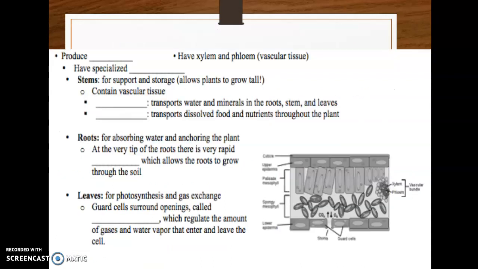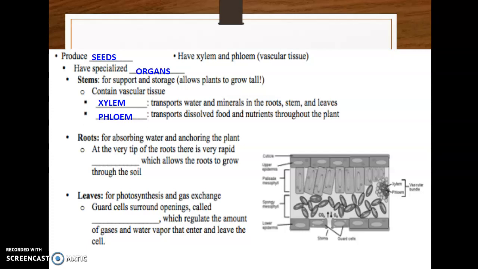So let's go ahead and move on to plants that do have vascular tissue. These are going to be called our vascular plants. One difference that they have is they can produce seeds. They also have specialized organs, such as stems, so they can grow up, they can grow tall. They have xylem, which transports water. They have phloem that transports food all throughout the plants.